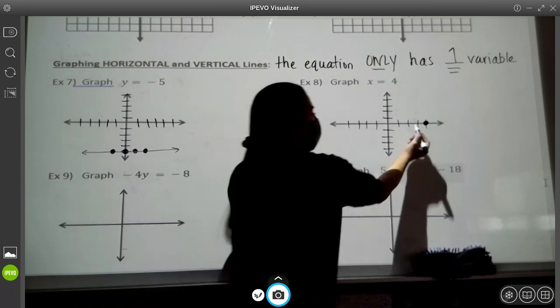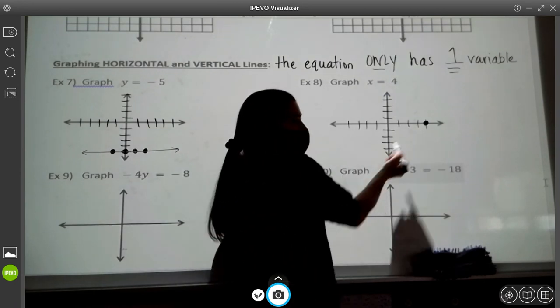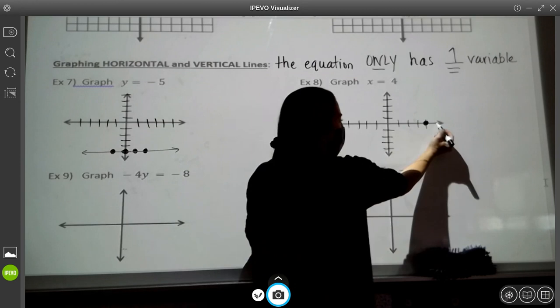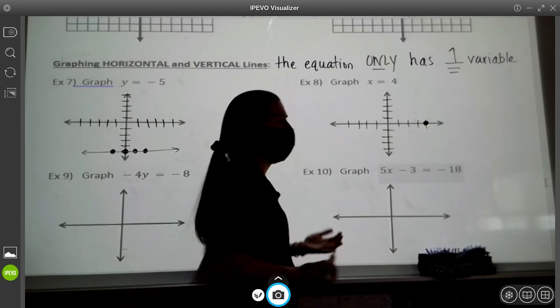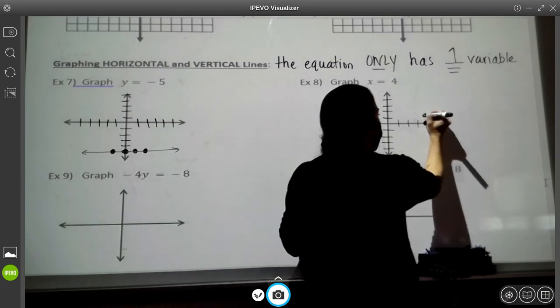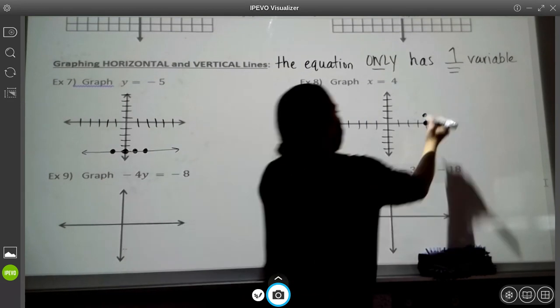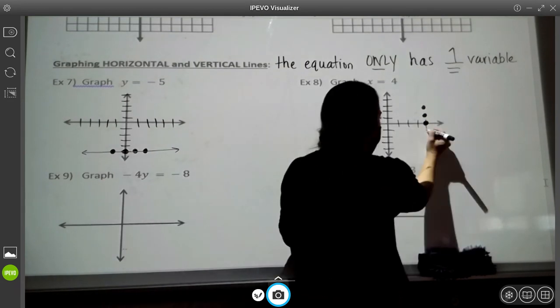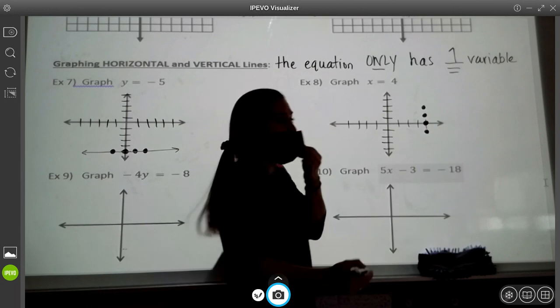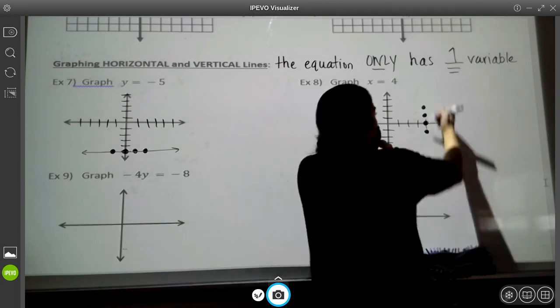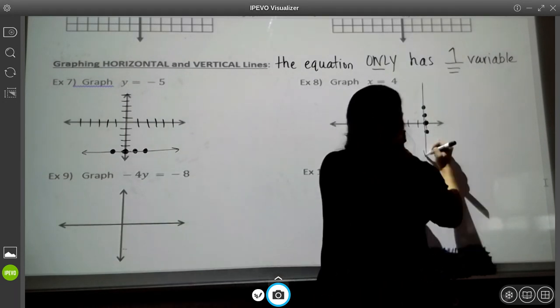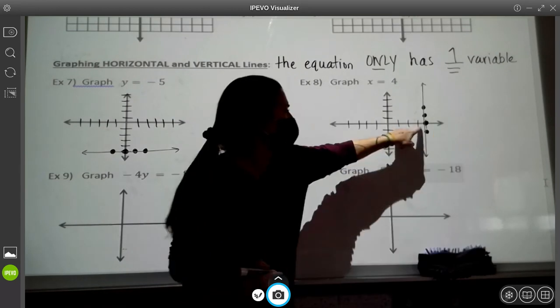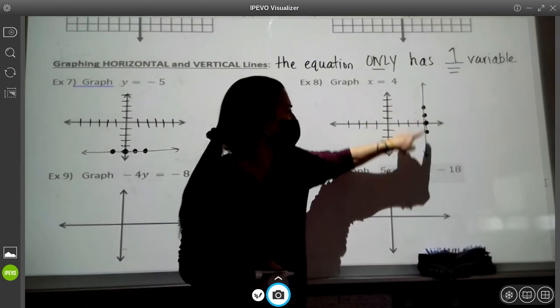But if I go up, is x still 4? Yep. X is still 4. If I go down, is x still 4? Yep. This is the line. It is going to be a vertical, straight up and down line. Right? That's 4, 0, that's 4, 1, that's 4, 2, that's 4, negative 1. Every single point has an x-coordinate of 4.